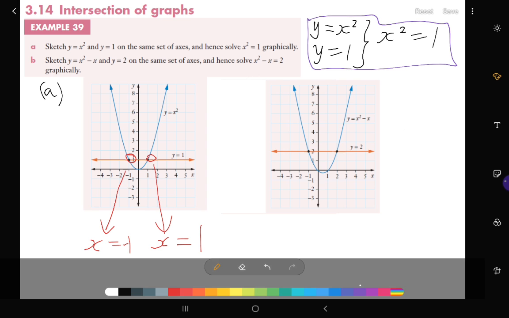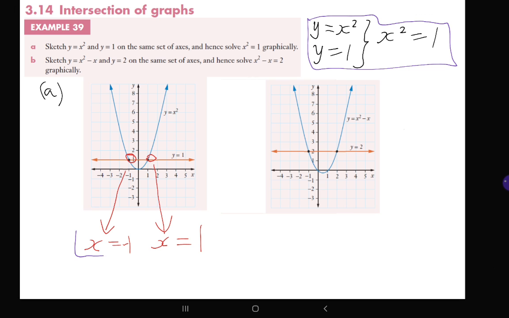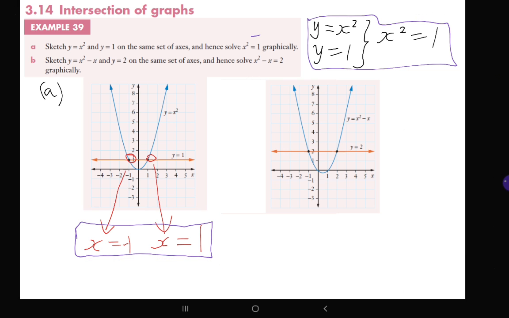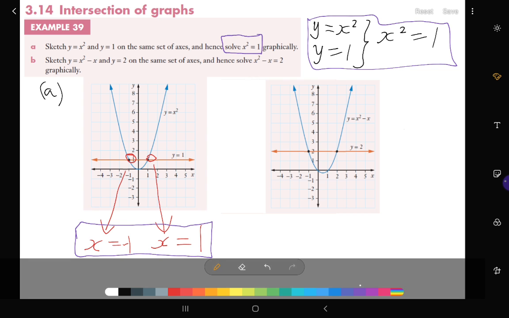So x equal to 1 and x equal to minus 1 are the points of intersection, the x values, and it's also the solution to this equation, which results from the simultaneous equations.